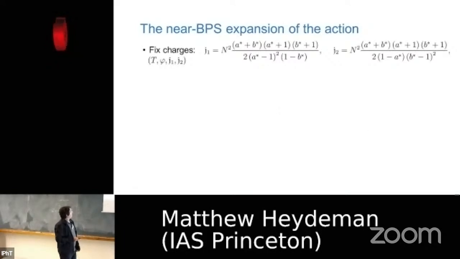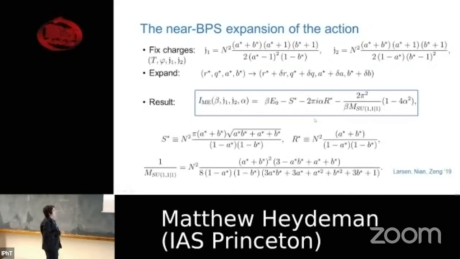Okay, so we're going to expand the action at low temperatures, and we find a mixed ensemble action at low temperatures. That has the extremal entropy. S star is the entropy of the AdS2 region. E naught is the entropy of empty AdS5.